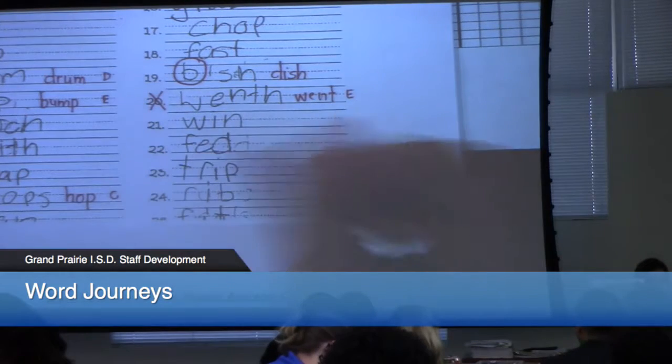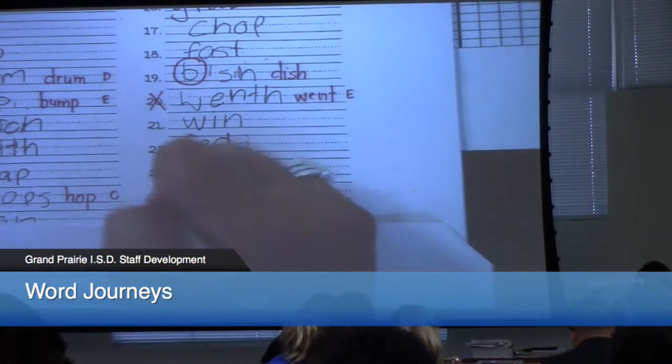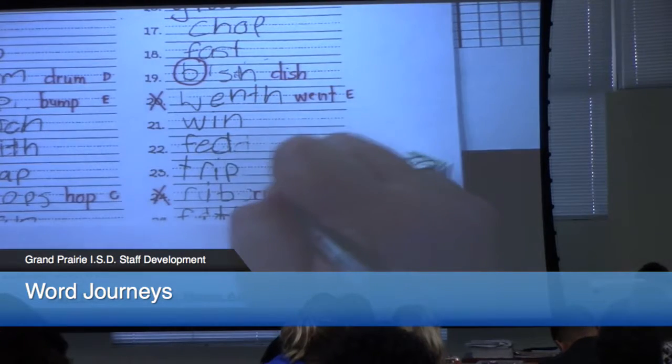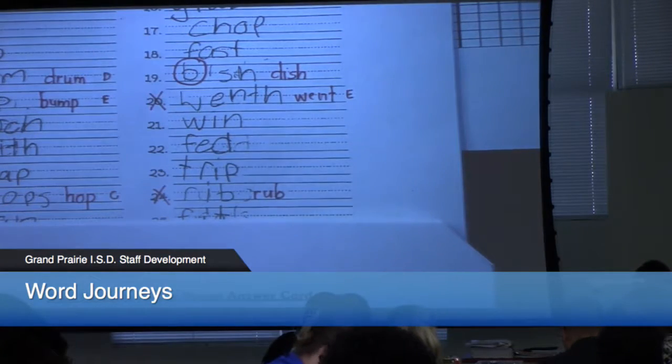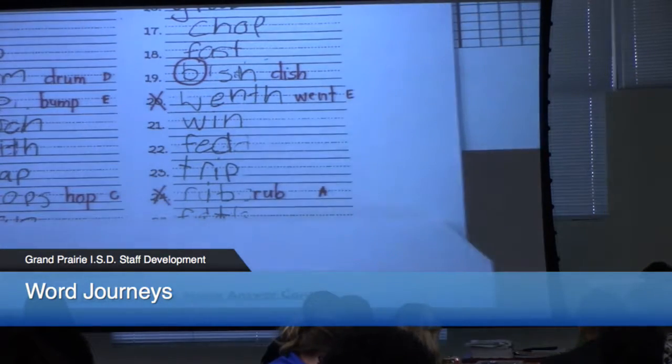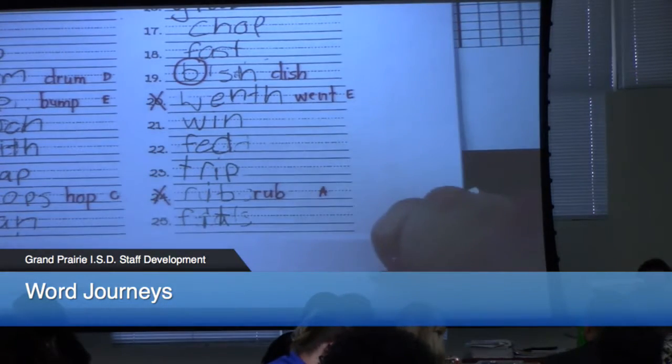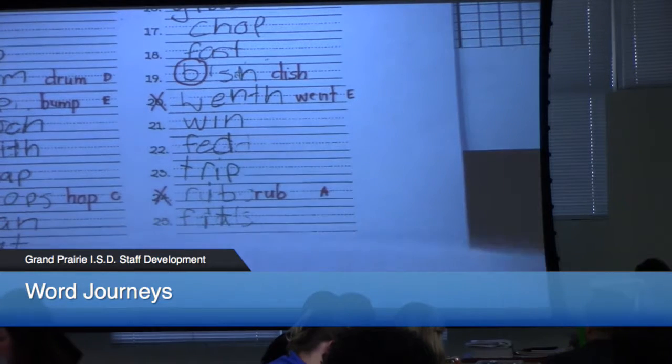Rub. Baby wrote what? Rib. We're marking this out. R-U-B. What letter goes with that? A. Next one is fit. And she did erase that S at the end.